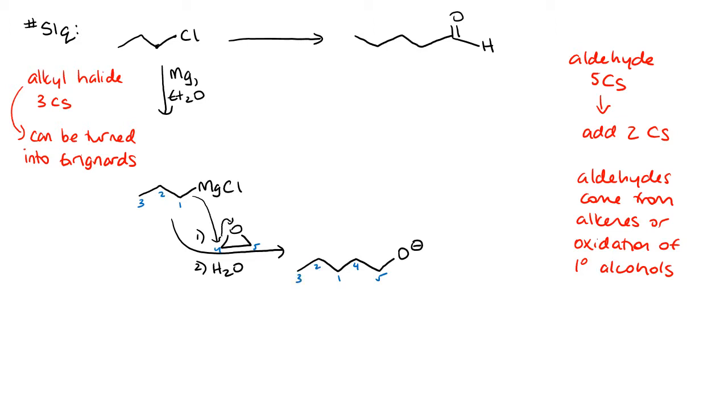Now the water is going to protonate the oxygen on carbon 5 to make a primary alcohol. So then our last step will be treating this with PCC, which is responsible for turning a primary alcohol into an aldehyde. We cannot use chromic acid in this case because it's too strong of an oxidizing agent and will turn the aldehyde into a carboxylic acid instead.